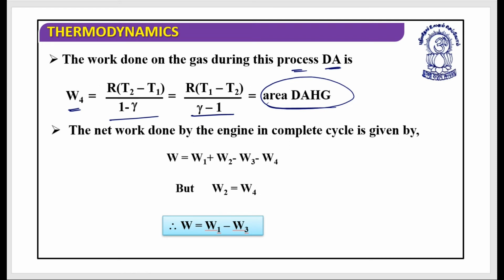So the net work done by the engine in one complete cycle can be given as: work done is equal to work done 1 plus work done 2 minus work done 3 minus work done 4. I hope this is clear. But in this situation work done 2 and work done 4 are equal, and when these two are equal, they cancel out each other. Work done 2 and work done 4 will be cancelled out, and from this the work done is equal to work done 1 minus work done 3. I hope this is clear.